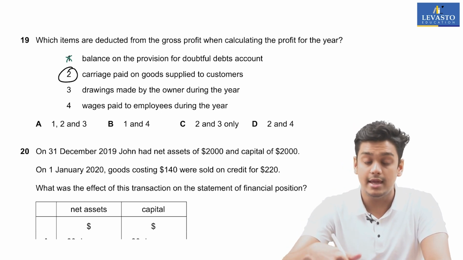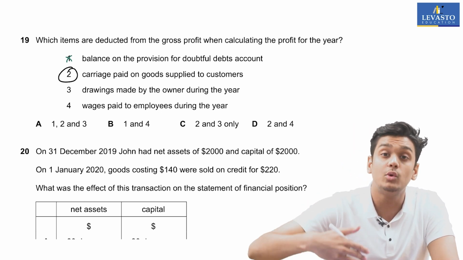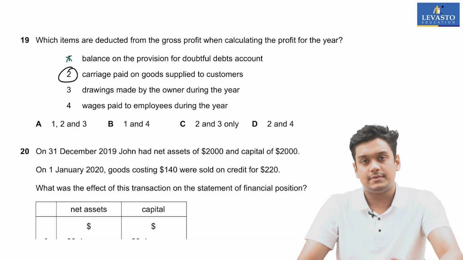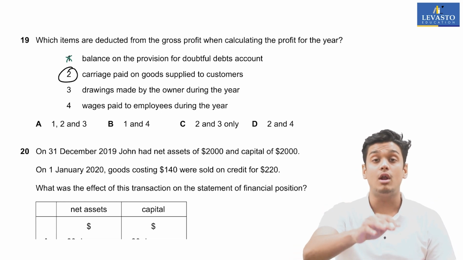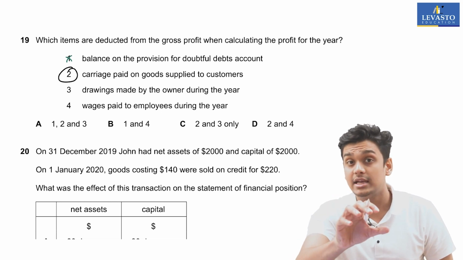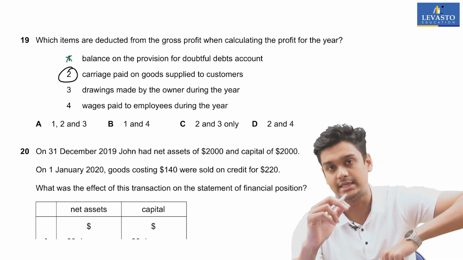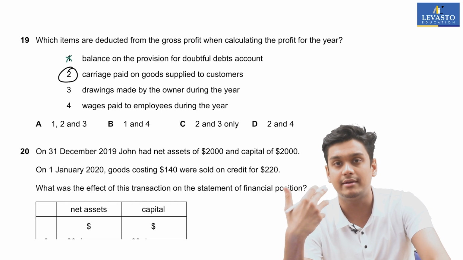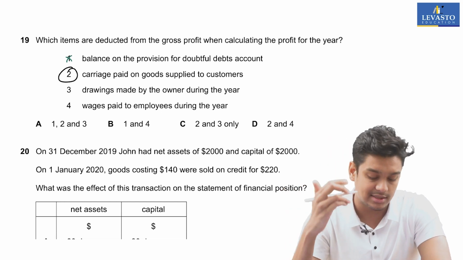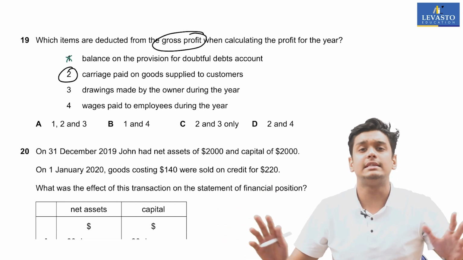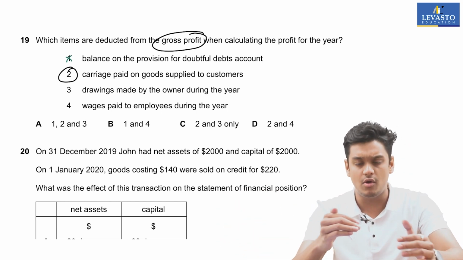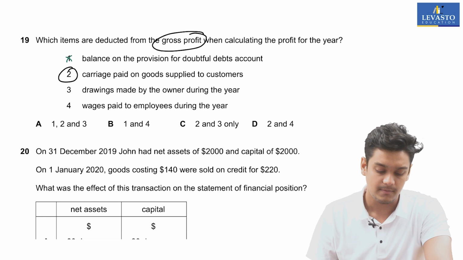But what if they say carriage paid on goods supplied to suppliers? Guys, if you buy from suppliers and you pay delivery cost, that's called carriage inwards. Carriage inwards is recorded in cost of sales. Here we are dealing with transactions and they are asking us that is deducted from gross profit. Different scenario. So you have to be smart enough to understand the difference.